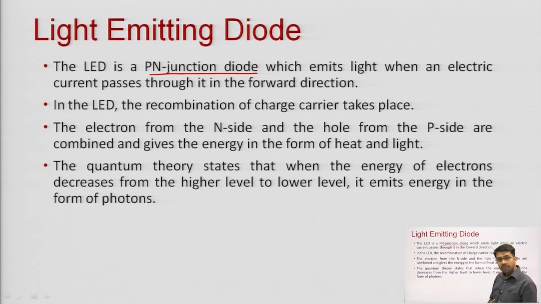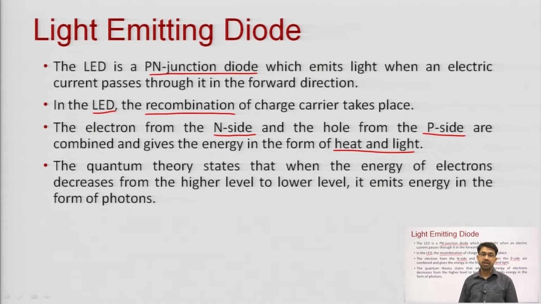Like in a normal diode, in an LED also the recombination of charge carriers, electrons and holes, takes place. The electrons from the N side and the holes from the P side combine, and when this recombination takes place, energy comes out. In a normal diode, this energy comes out in the form of heat only, but in a light emitting diode, this energy comes out in the form of heat as well as light.